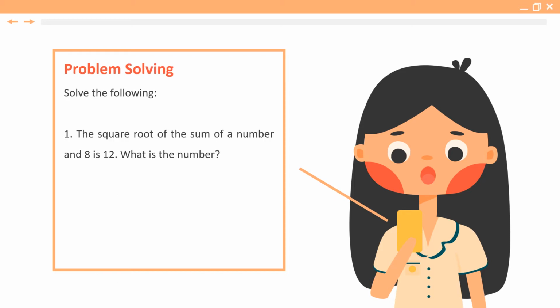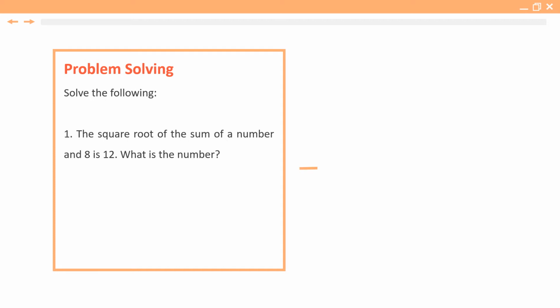Now, we will go on to our problem solving. The square root of the sum of a number and 8 is 12. What is the number? So first, let's look at our problem. We are given the square root and then the sum of a number and 8. So that's going to be square root of the sum of a number. Sum is addition. Let x be the number, and 8, is equal to 12.